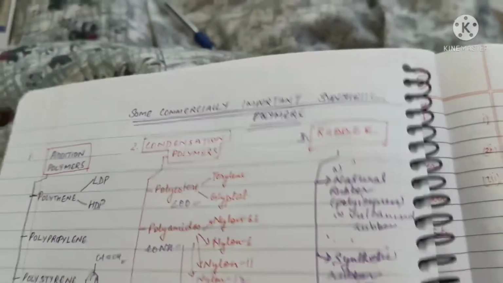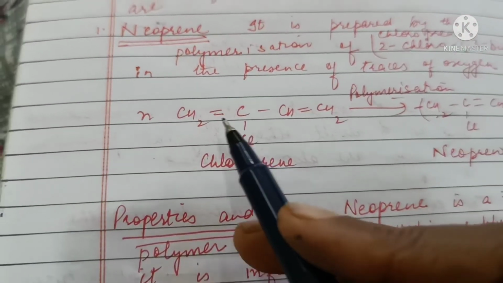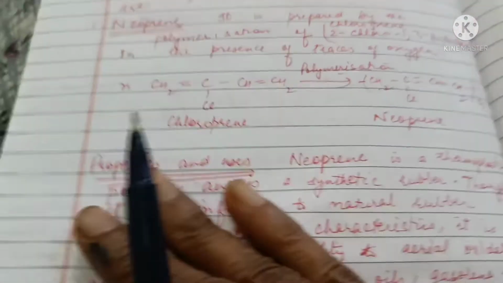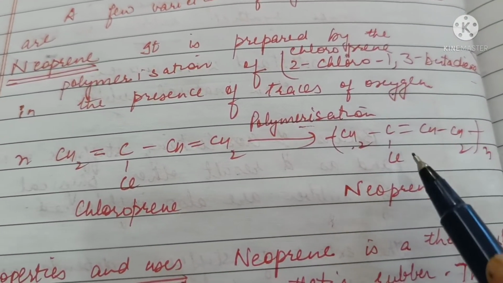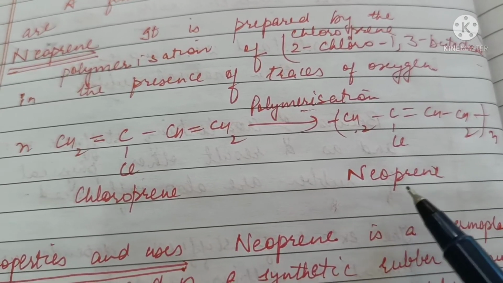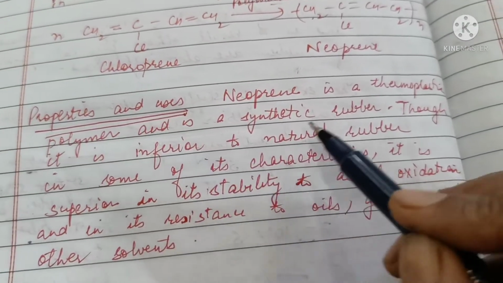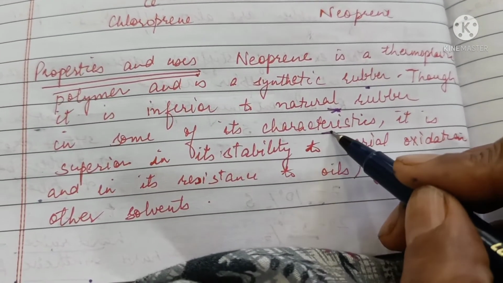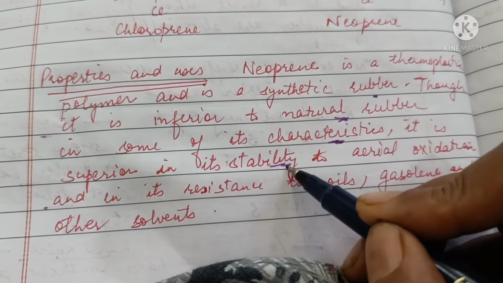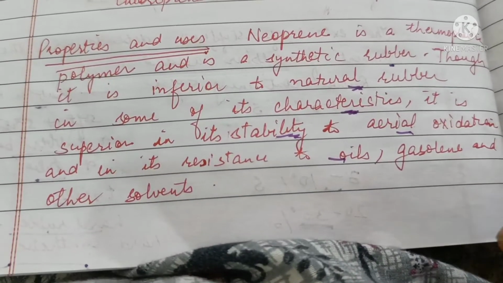So, neoprene is a polymer of 2-chloro-1,3-butadiene, chloroprene. On polymerization, in the presence of traces of oxygen, it polymerizes into neoprene. It's a homopolymer. Neoprene is a thermoplastic polymer and is a synthetic rubber. Though it is inferior to natural rubber in some of its characteristics, it's superior in its stability to aerial oxidation and in its resistance to oil, gasoline, and other solvents.